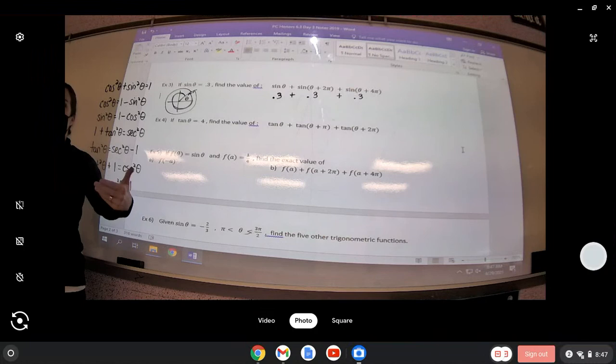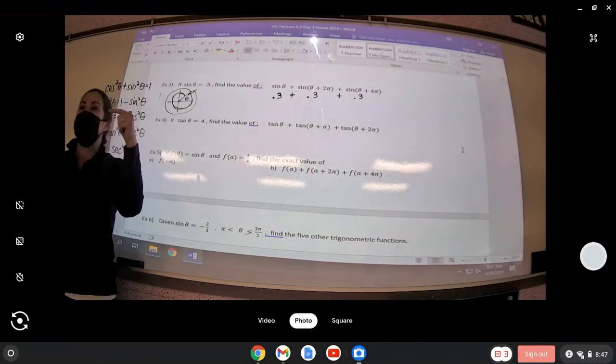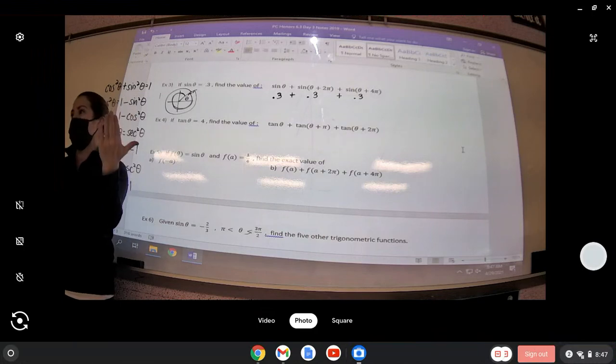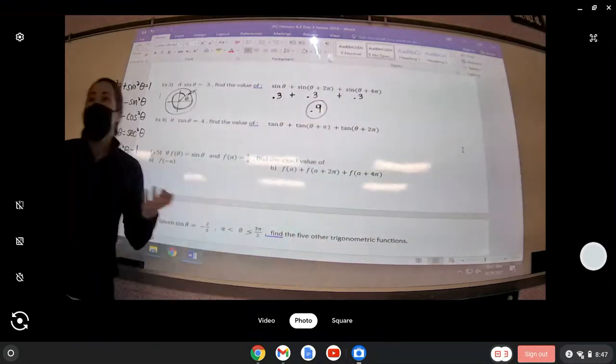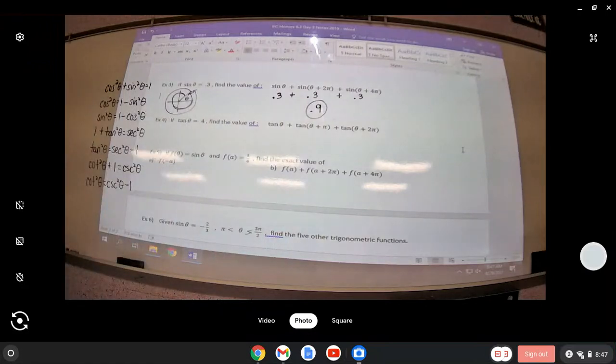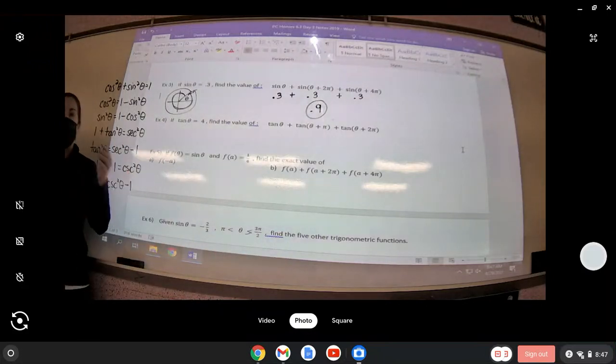Every 2 pi radians, you get the exact same ratio because it makes one complete rotation and it puts you back in the exact same starting spot. So then you're really just getting 0.9. And you're done. Okay? All right, now tangent's a little bit different.